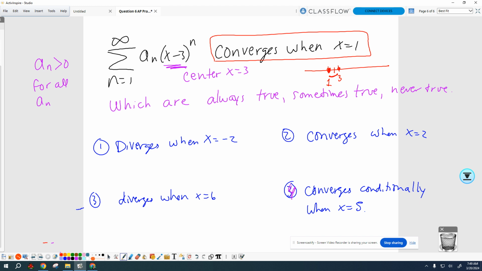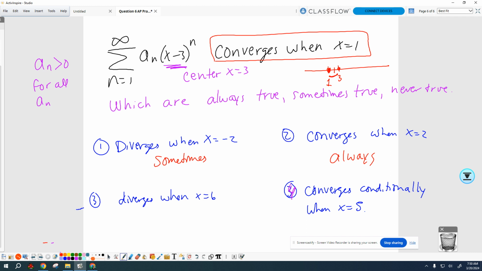So does it diverge at 2? Always true, sometimes true, never true. Sometimes, could be. Does it converge when x is 2? Does it have to? Because if it converges from 3 down to 1, that's what radius of convergence means: it worked from here to that end, so it's going to work for everybody in between. So that one has to. If this stuff is true, that's true.